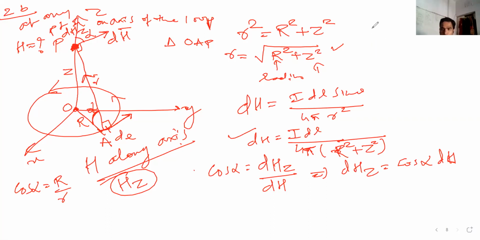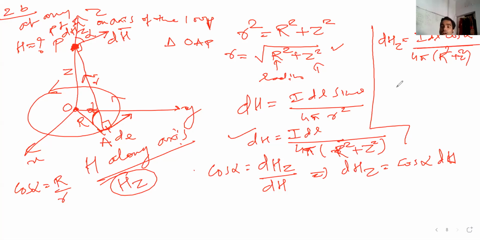So if I multiply, my dHz will be I dl cos alpha upon 4 pi (R square plus z square) raised to the power 3 by 2... rather, upon 4 pi times r square, where r square is R square plus z square. But what is cos alpha? It is capital R by small r, right?